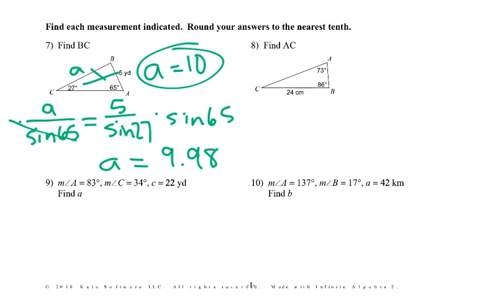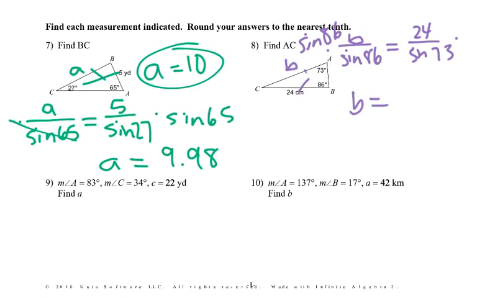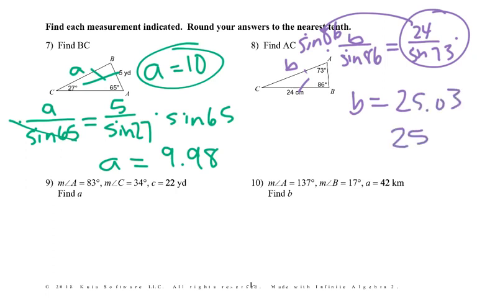Okay, so 8, find AC. Same idea, this is a little b. Do I have a connection? We do for those 2, and now we do for these 2, so b over sine of 86 degrees equals 24 over sine of, that's 75, right? Or 73. Same process, times by sine of 86 on both sides, so b equals that multiplied by that. And we end up with 25.03, so basically 25 to round to the nearest tenth.